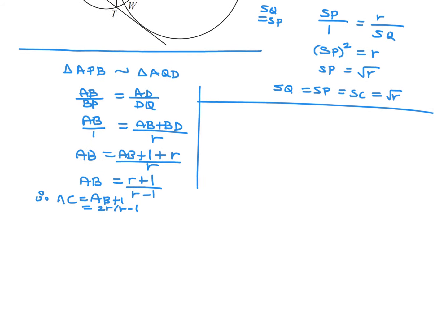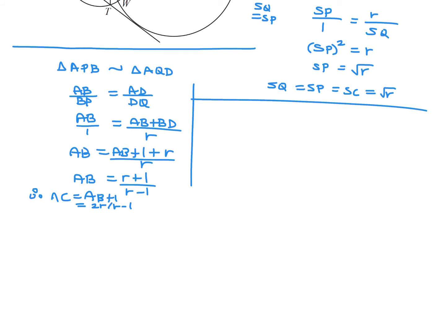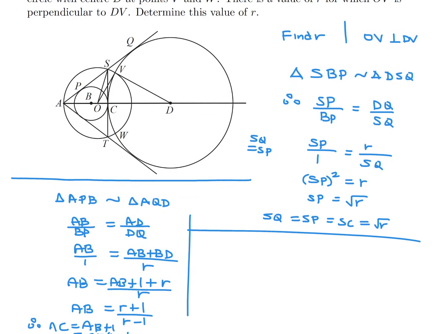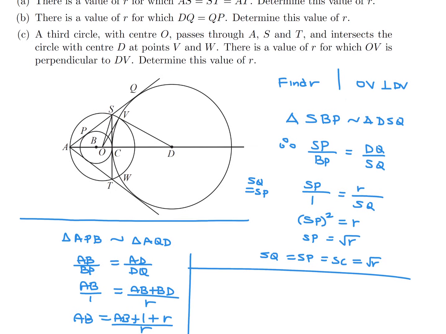All right, so we have some progress here. Now let's look at this diagram again. If we look at this diagram, hopefully we can now label the radius. And what are we really looking for?